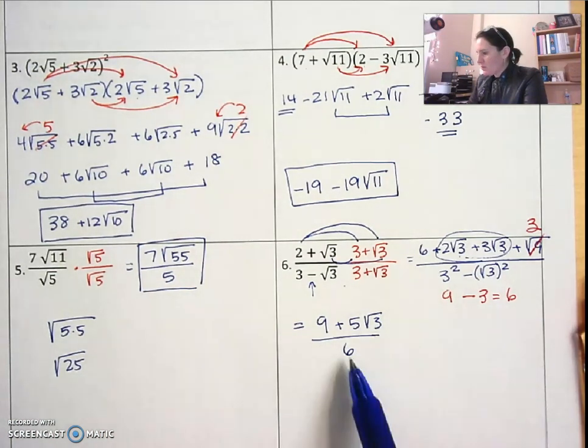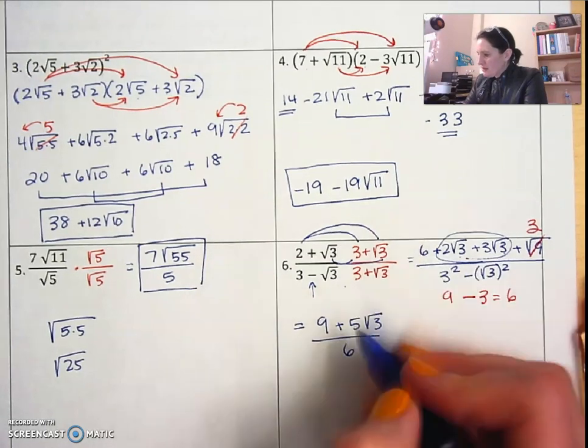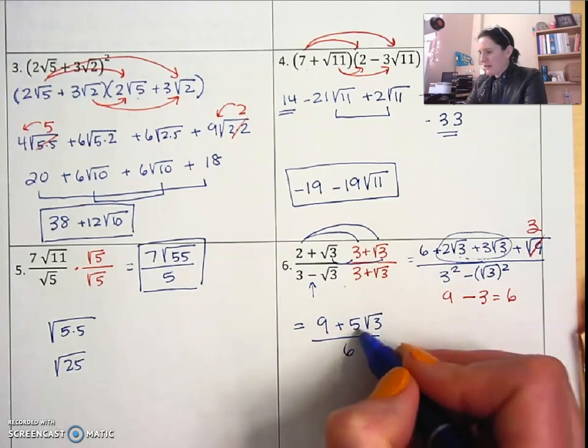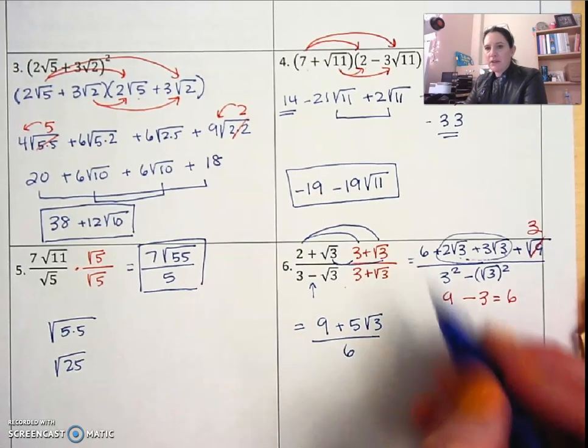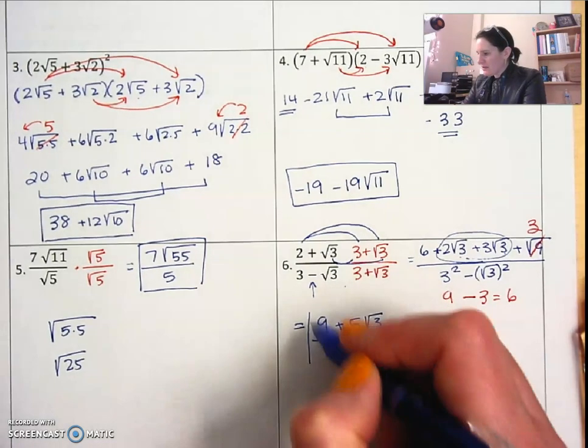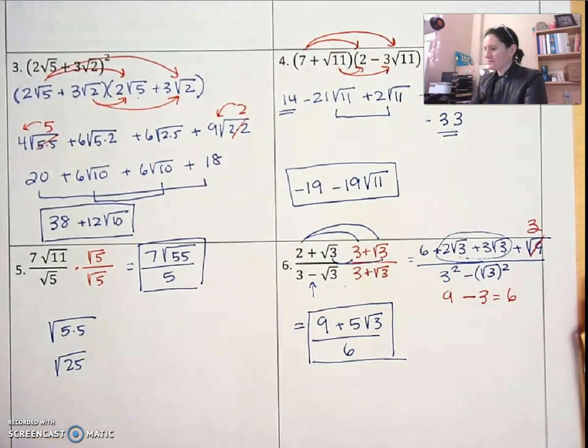We talked about how when you simplify and you have 2 terms in the numerator, all 3 of these things have to be able to simplify by the same term. But there is nothing that 9 and 5 and 6 have in common. So we are done here.